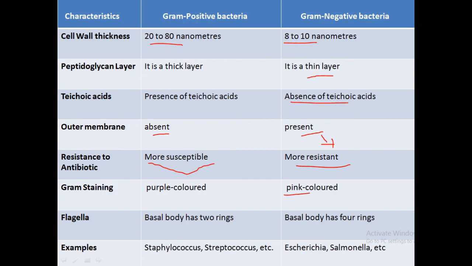In the flagella, the basal body has 2 rings in case of gram positive bacteria, and the basal body has 4 rings in case of gram negative bacteria. The examples are Staphylococcus and Streptococcus, and the examples of gram negative bacteria are Escherichia coli, the famous E. coli, and Salmonella.